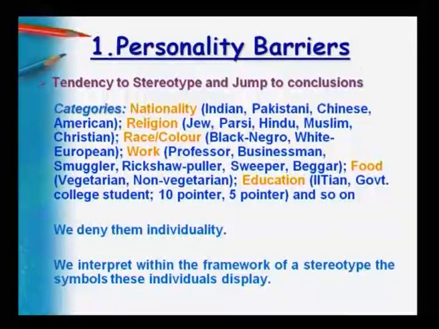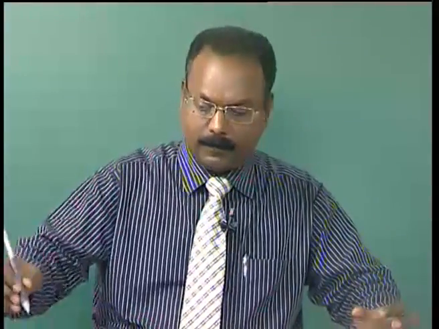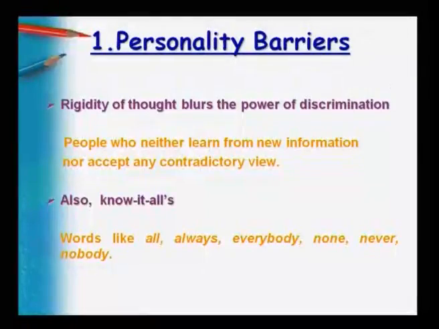What do we do again? We interpret within the framework of a stereotype the symbols these individuals display. We will not separate the symbols and attribute unique characteristics. We put them in a group, and then we think that they will all behave like that only. Another thing that causes personality barriers is rigidity of thought. Rigidity of thinking also blurs the power of discrimination. Rigidity is the opposite of openness, flexibility, the ability to adapt to new ideas and accept new ideas.